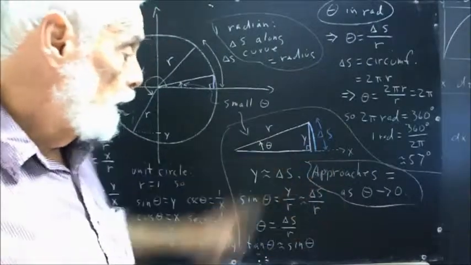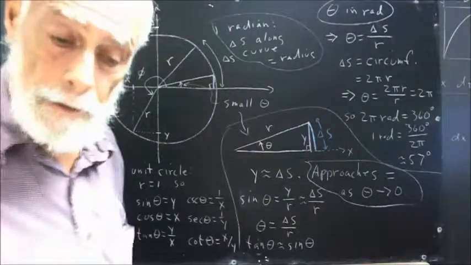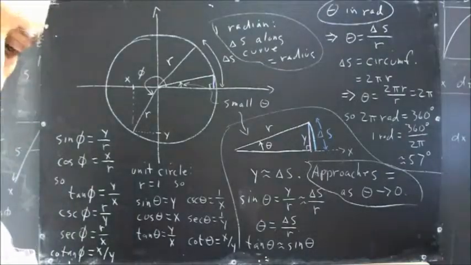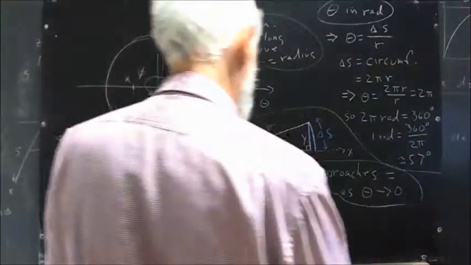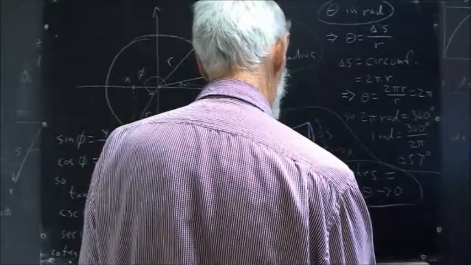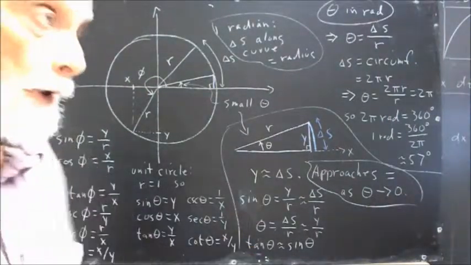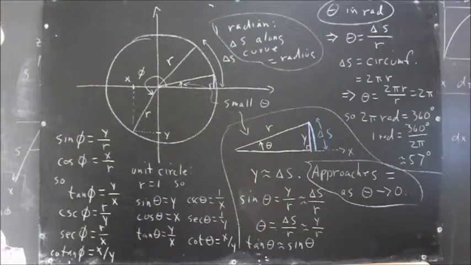So you have all these approximations. Theta being delta s over r is approximately equal to y over r, and tangent theta is approximately equal to sine theta. Again, you need to understand these deeply. You should be able to reproduce this whole argument in 5 minutes anytime you need it.